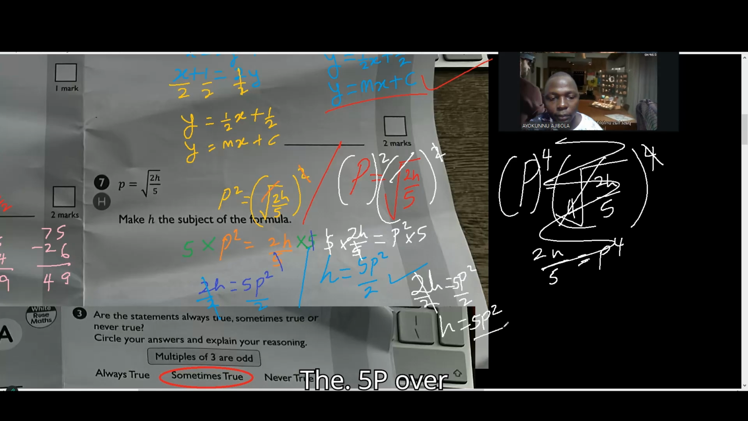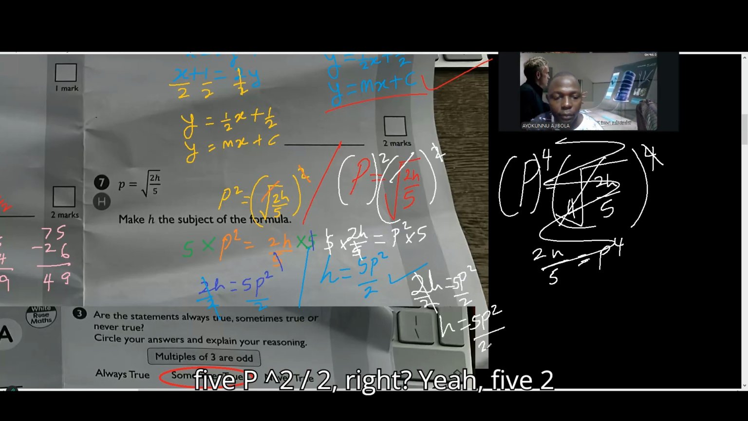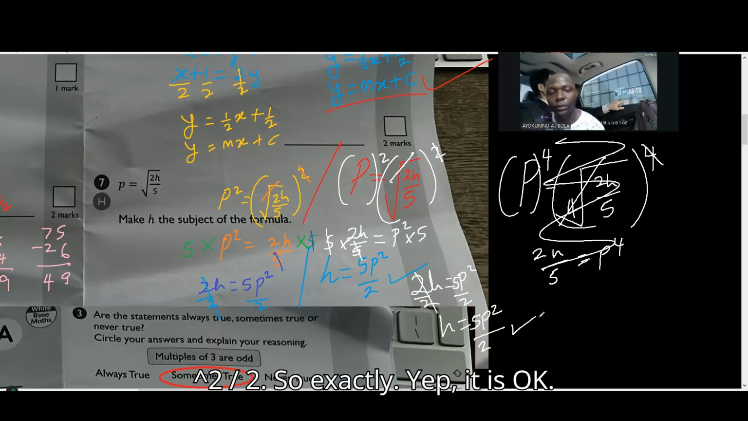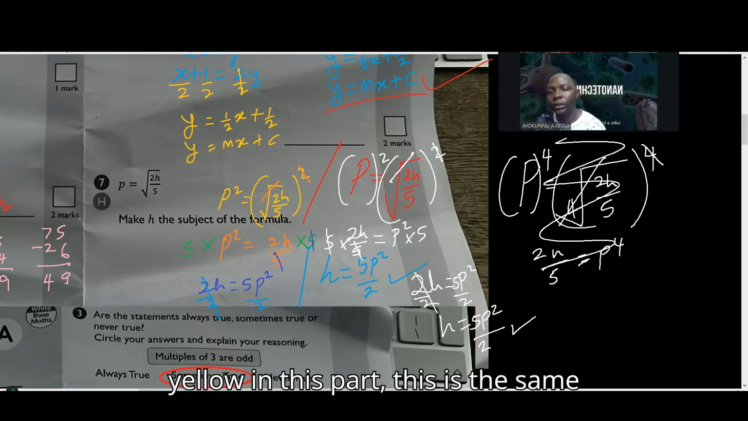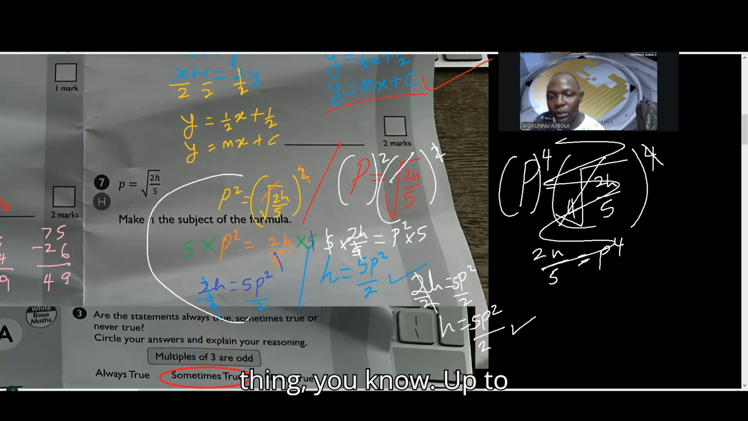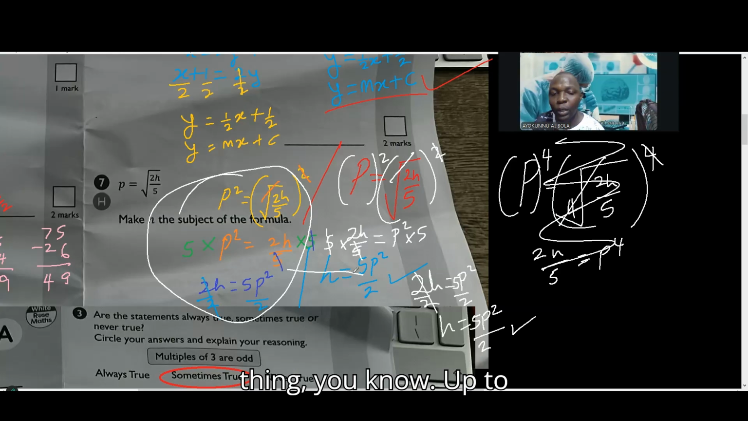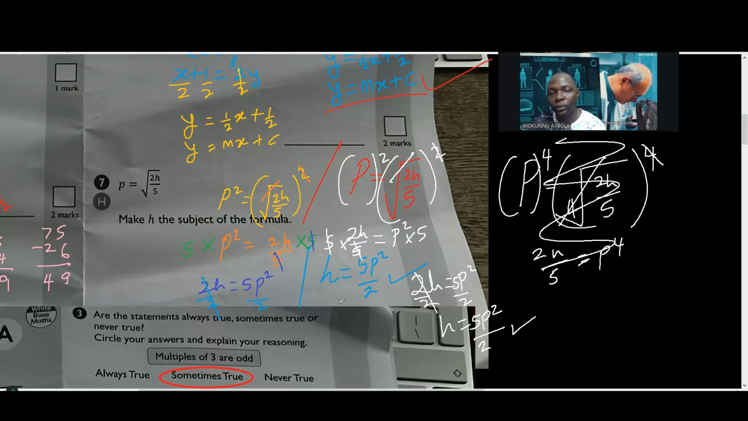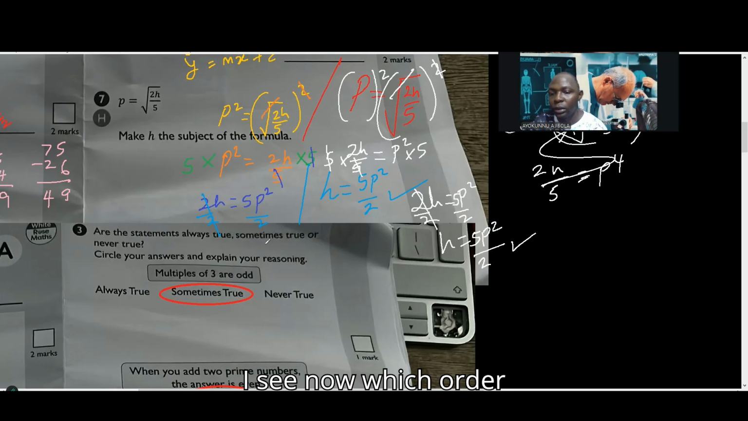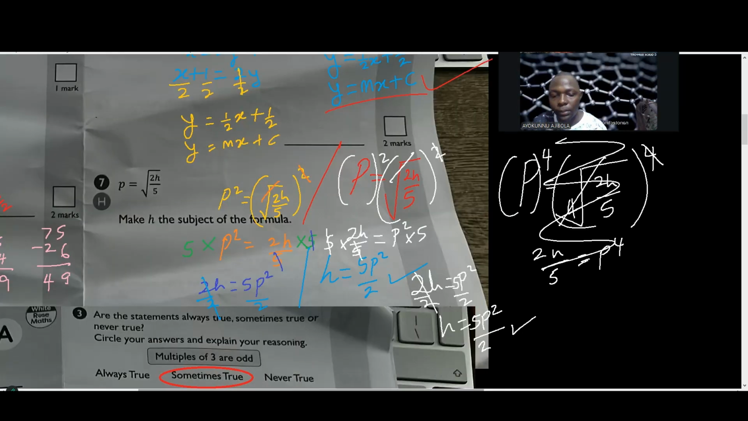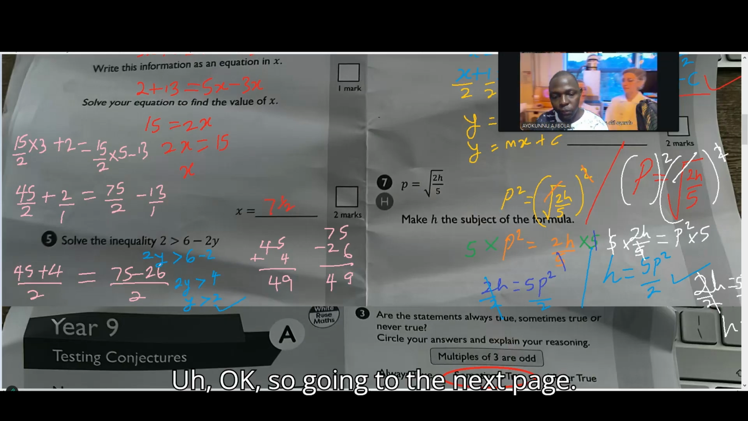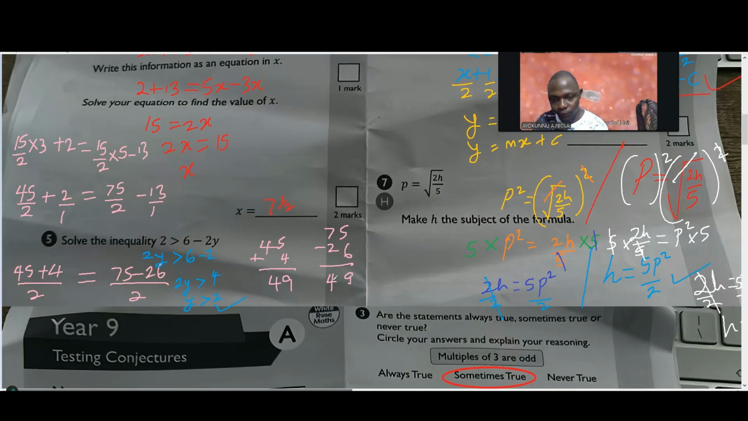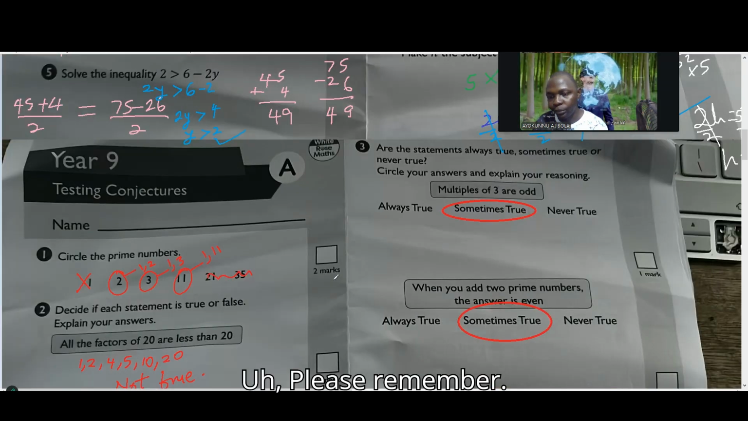So h is 5p squared over 2. Is that clear? Yep, it is. Okay, so if you follow the one I did in yellow in this part, this is the same thing up to this place. Then which other number? Okay, so going to the next page.